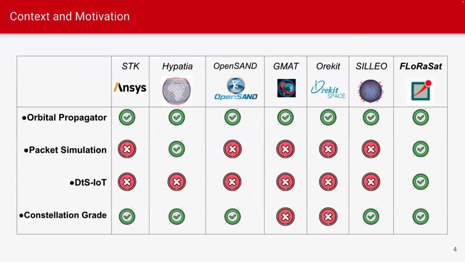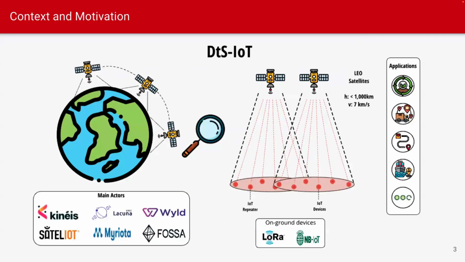Since we already know what FloRaSat is, I will now explain the difference between FloRaSat and other alternatives that we found. One question. Can you go to the previous slide? Just to be clear, at this point, are you also considering narrowband IoT? No, it's only the technologies that are working on DTS IoT. FloRaSat works with LoRa. And future work, narrowband?